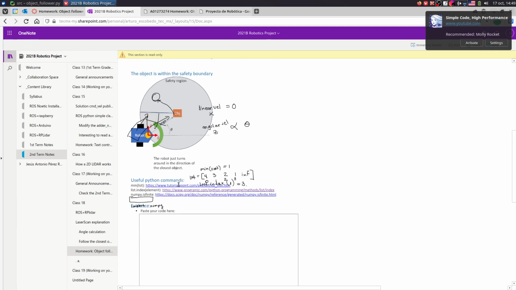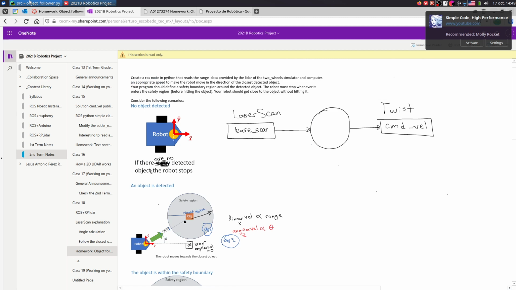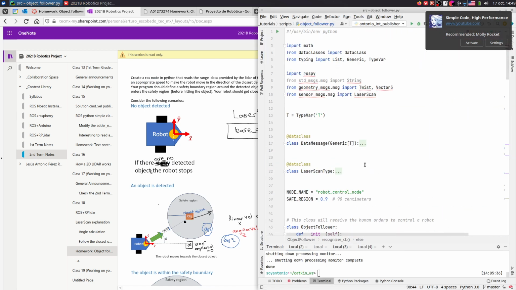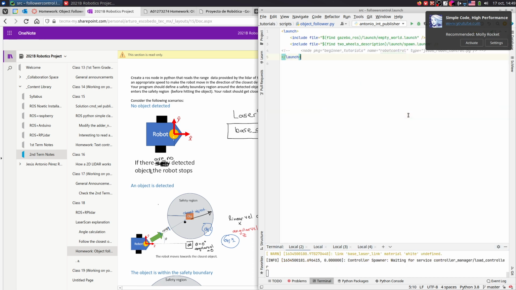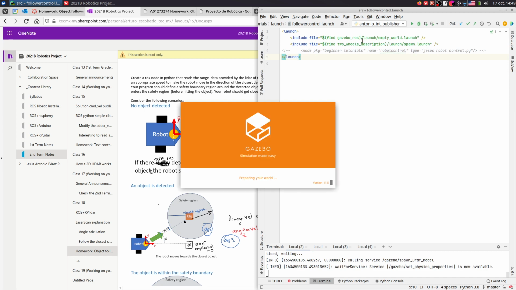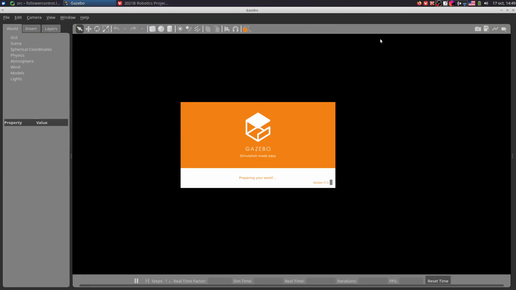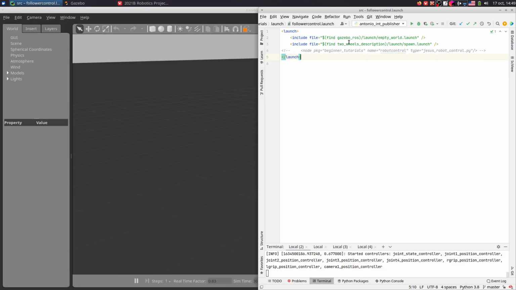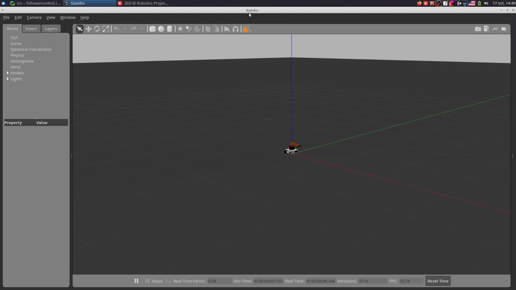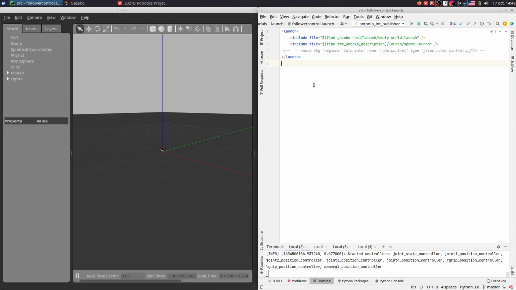We're going to implement it in Python, and let's jump to the code. In the code, to make better use of the time, let's launch our follower control. Here is our launch file. In the launch file, we only start an empty world in Gazebo, and also we spawn a two-wheel description, that is the robot with the robotic arm.